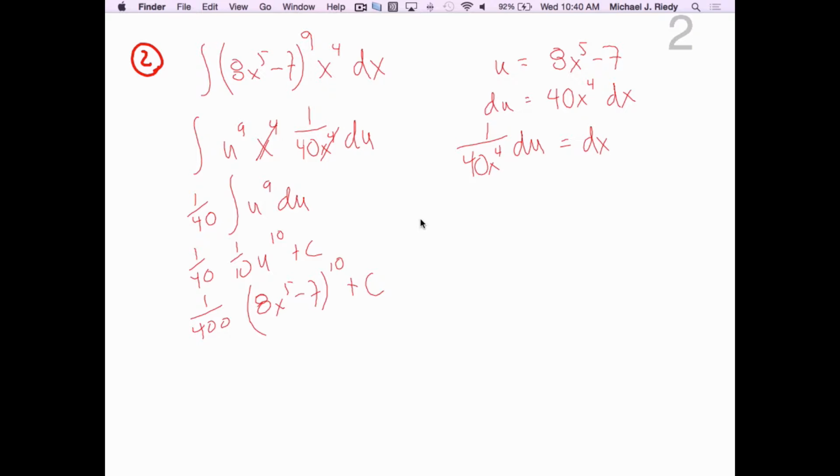Now, there's no reason why you couldn't start that problem by just multiplying it out. Multiply out 8x to the 5th minus 7 to the 9th power, and then multiply everything by x to the 4th. I mean, it wouldn't be that big. Okay, it would be hellacious. So this allows us to avoid that.